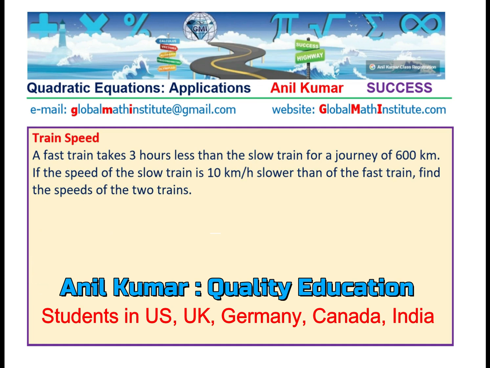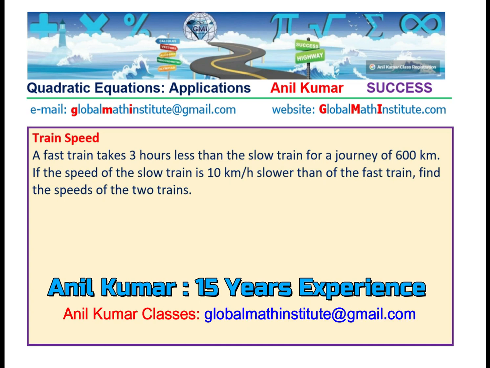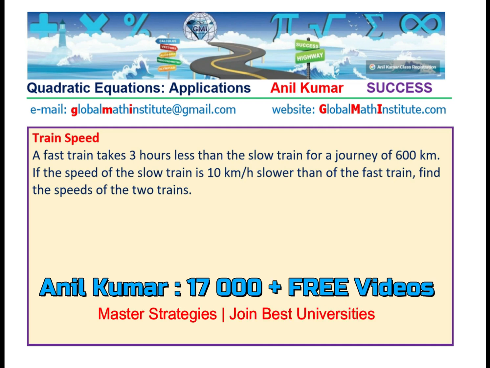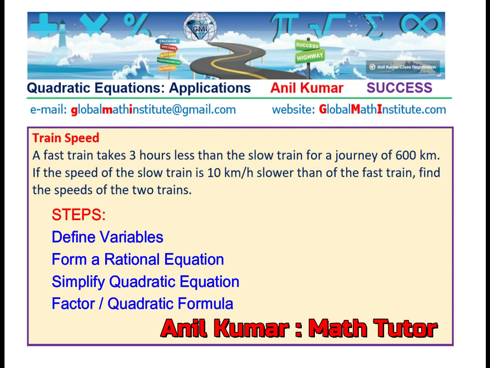A fast train takes 3 hours less than the slow train for a journey of 600 kilometers. If the speed of slow train is 10 kilometers per hour slower than the fast train, find the speed of the two trains. Many times you make equations which could be rational functions. When you try to solve them, you land up with quadratic functions, and then the factoring skills help you to get the answer or a quadratic formula. It is one of those examples. You can pause, answer, and then look into my suggestions.